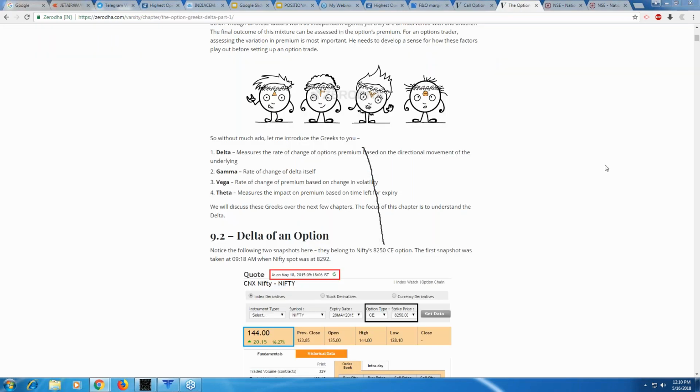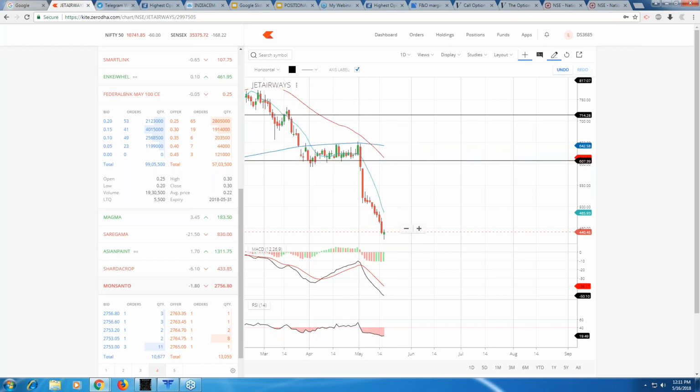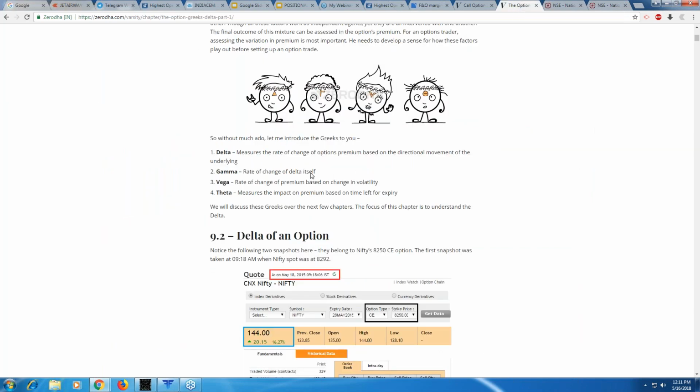So this is basically, let me just read it. Measure of the rate of change of option premium based on the directional movement of the underlying. So if the directional movement is fast, delta will be high and you will be able to collect good premium. But if there is no directional movement, delta will not be working.